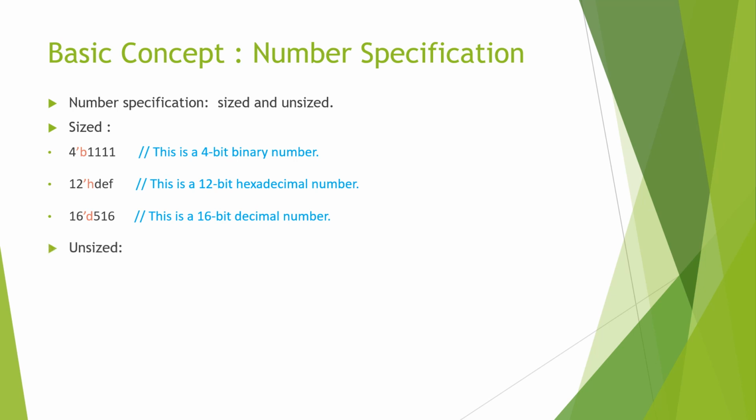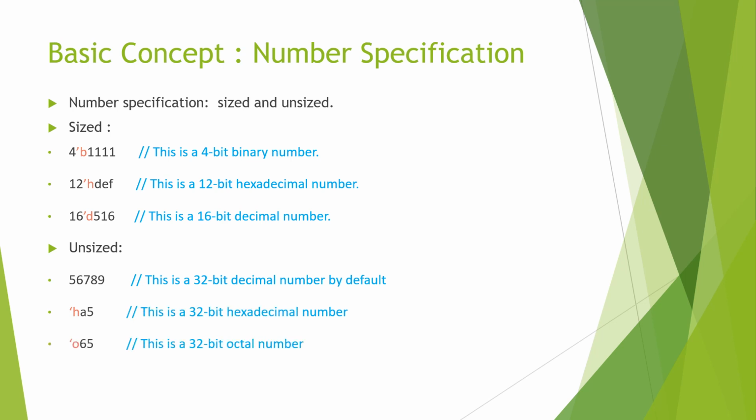An unsized number can be written like this without mentioning the size. By default, the size becomes 32 bits when you write an unsized value. I recommend you use sized values only, so your code will be more readable and anyone can understand the code.